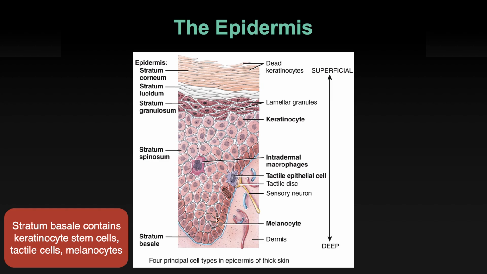Stratum basale has the stem cells. It contains the tactile cells. This is where you register press or push. And melanocytes here make melanin granules that filter out as well.